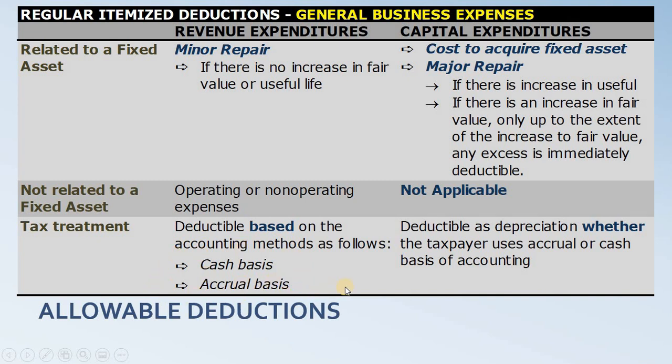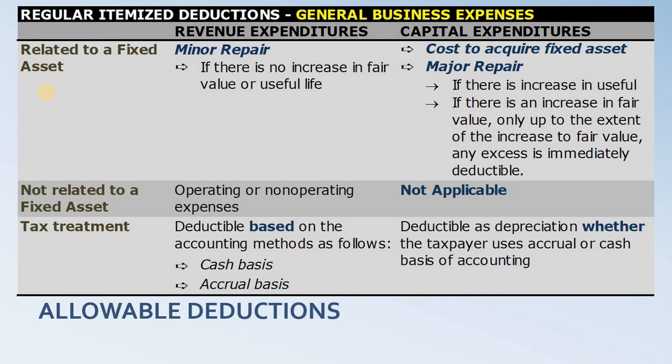But for a capital expenditure, regardless whether the taxpayer is using the accrual or cash basis of accounting, capital expenditures are not deductible outright. Instead, it should be capitalized and can be deductible through depreciation. So that is the difference between revenue expenditure and capital expenditure for tax purposes. And of course, there are some issues on revenue expenditures and capital expenditures when it comes to expenses that are related to fixed assets, specifically repair.